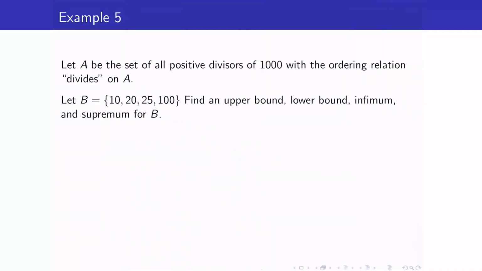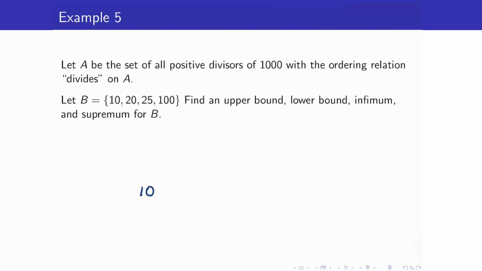What about this one? Let A be the set of all positive divisors of 1000 with ordering relation divides on A. And we consider our set B. We want to find the upper bound, lower bound, infimum, and supremum of B. So first, let's draw the Hasse diagram.